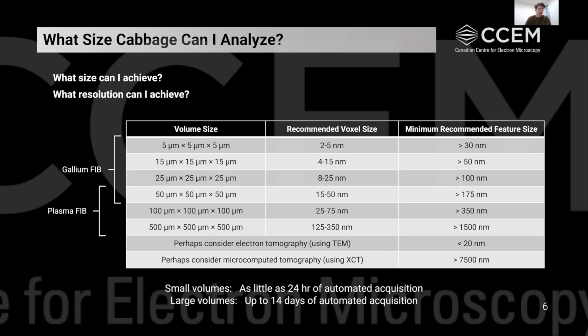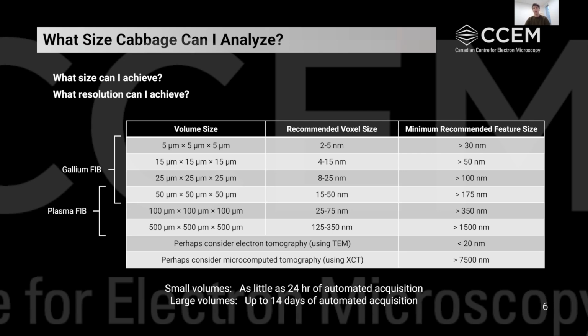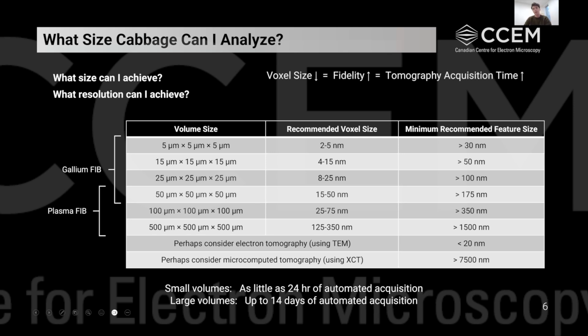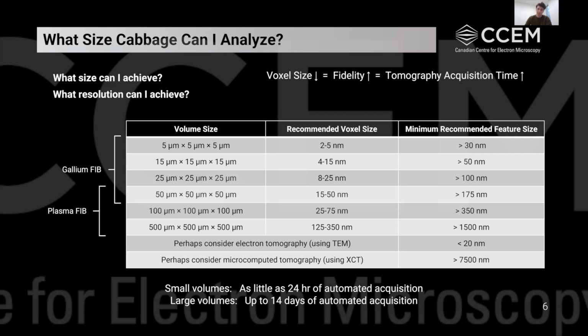And it's important to note that these acquisitions are quite time intensive. If we're looking at small volumes, it can be as little as 24 hours of automated FIB-SEM tomography acquisition. But if we're looking at large volumes, that could often take up to 14 days or even more of automated acquisition to achieve a volume on the order of 100 microns or larger. And it's important to note here that as voxel sizes decrease, as we get to smaller voxels, we get higher fidelity of the actual object that we're imaging, but that takes longer to acquire. If we're comfortable working with a larger voxel size, we get worse imaging fidelity, but the tomography acquisition time tends to be lower.